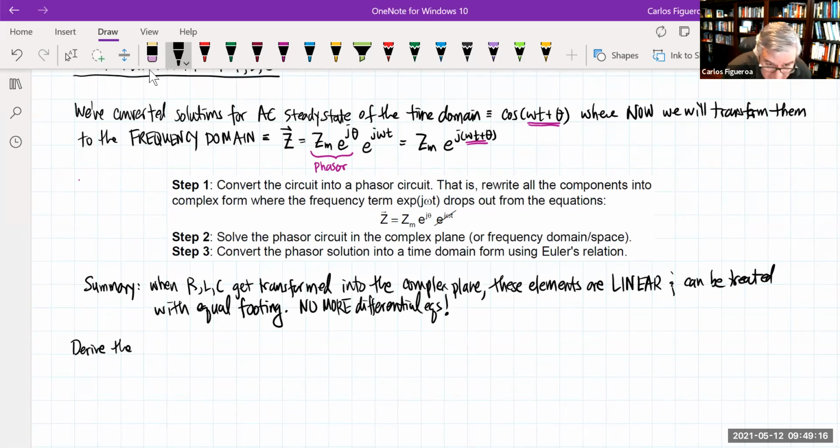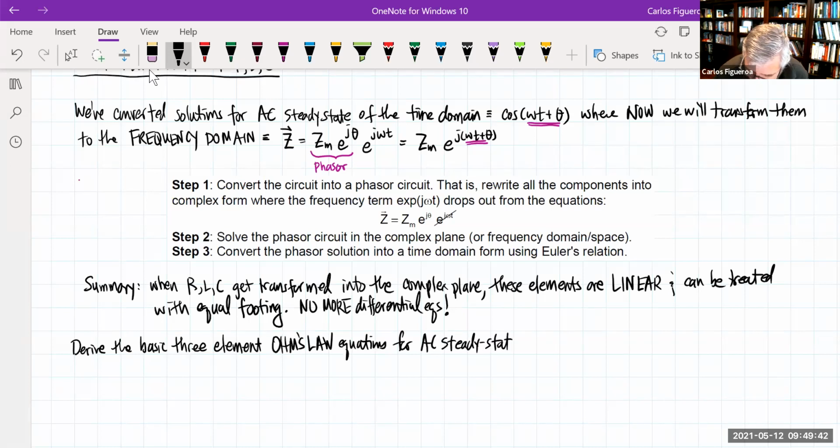We are going to derive the basic three-element Ohm's law equations for AC steady state. It's Ohm's law. Everything's about Ohm's law. And what you're going to see here is that from Ohm's law form, we know that this typically gives us the resistive nature of the element.